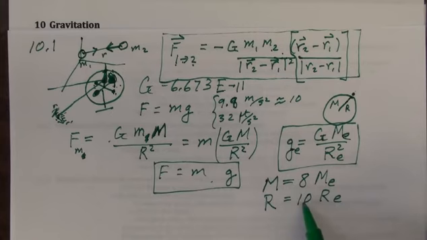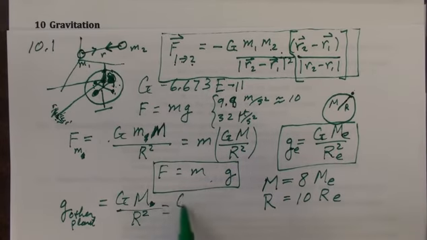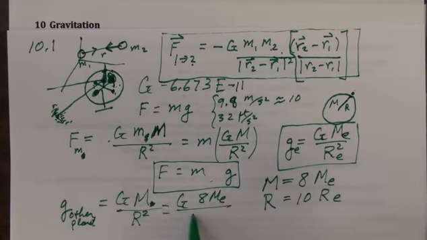Of course, as you know, the volume would go as the cube of the radius, so this is going to be very lacking in density, so it's probably going to have a low g. What would we have then? Well, we can say g on this other planet is going to be equal to capital G times the mass of the other planet divided by the radius squared of the other planet. That's equal to G, 8 masses of the Earth divided by 10 radii of the Earth quantity squared.